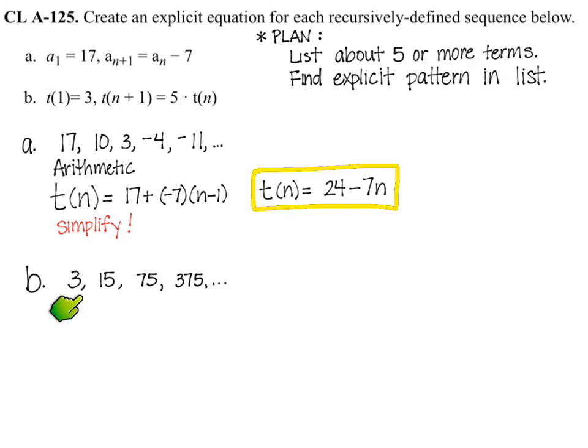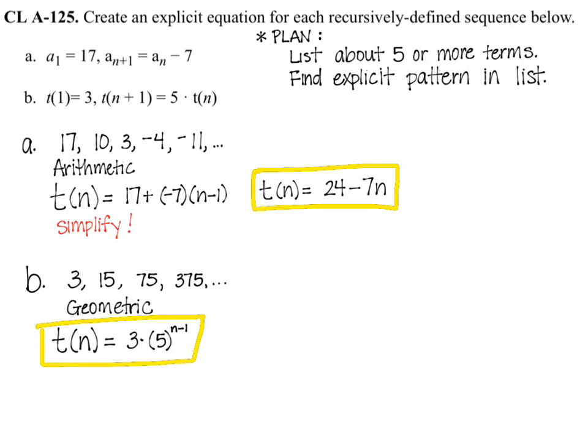In part B, I list out the terms, and up here, remember, it says it starts with 3, and to find the next term, you multiply 5 times the previous term. So the first term was 3. I multiply it by 5 and get 15. I multiply that times 5 and get 75. And I keep multiplying by 5, and I realize, oh, that's geometric. Every time I multiply by 5, my multiplier is 5.